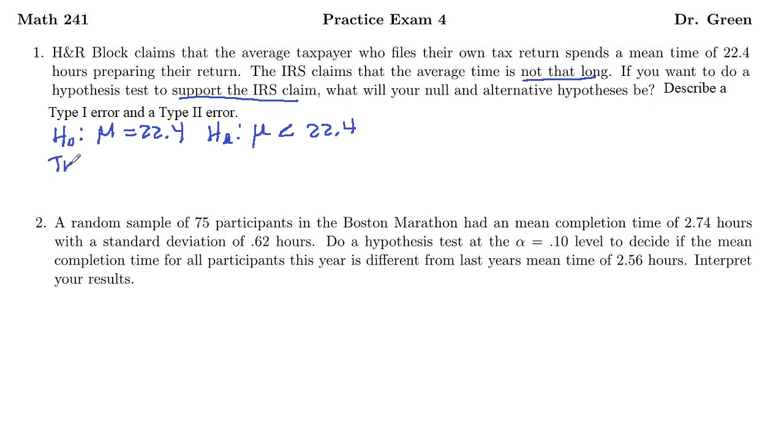Describe a type 1 and type 2 error. So type 1, remember, is when you reject the null when it's really true. So you're going to reject that the mean is 22.4, you're going to conclude that it's less than 22.4. So you're going to conclude that the mean is less than 22.4 hours when it's really not.